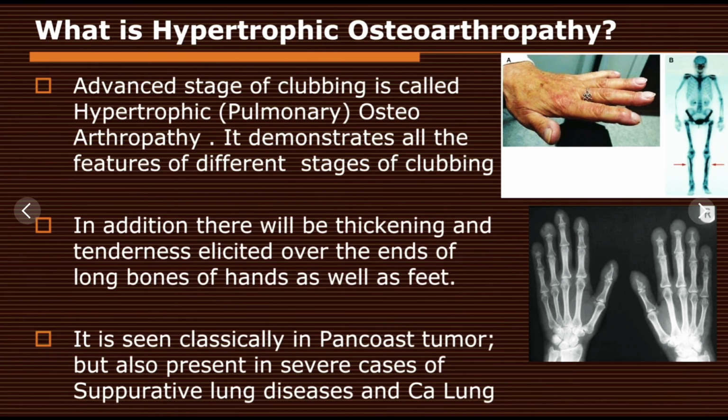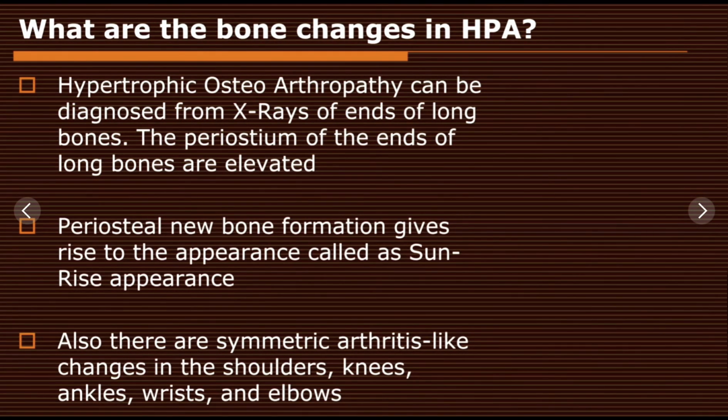What is hypertrophic osteoarthropathy? An advanced stage of clubbing is called hypertrophic osteoarthropathy. It demonstrates all the features of the different stages of clubbing. In addition, there will be thickening and tenderness elicited over the ends of long bones of the hands as well as feet. It is seen classically in Pancoast tumor, but is also present in severe cases of suppurative lung disease and lung carcinoma.